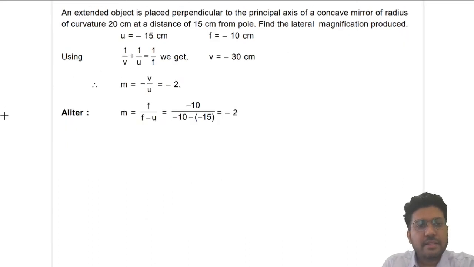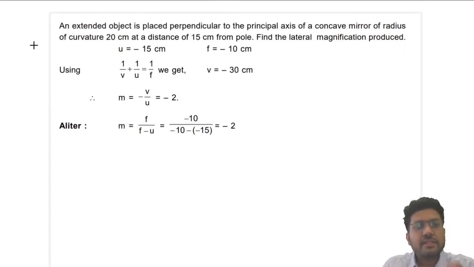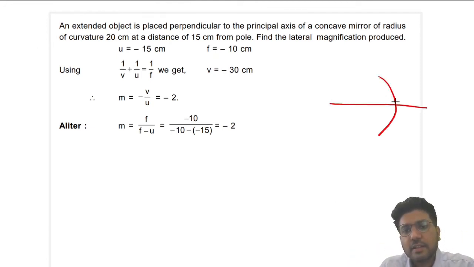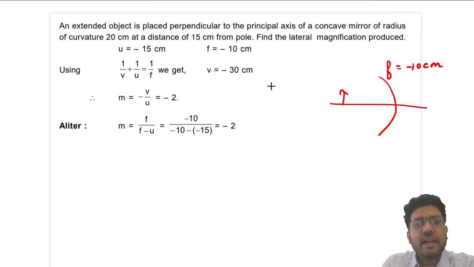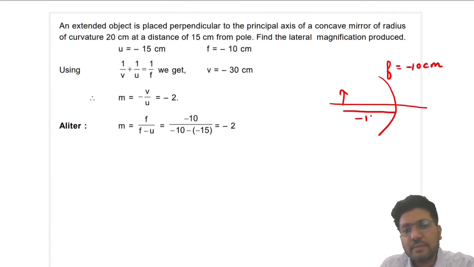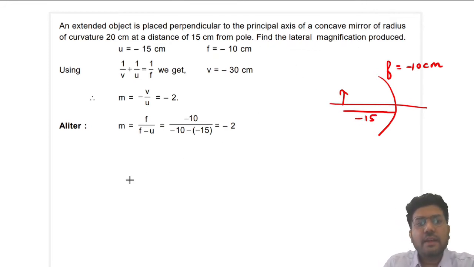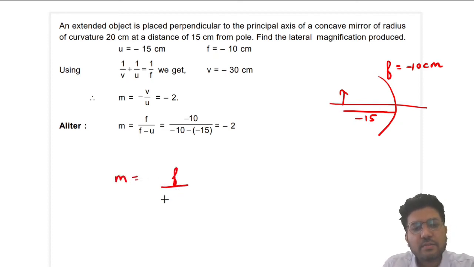Okay, in the next question it is given that there is an extended object which is perpendicular to the principal axis of a concave mirror of radius of curvature 20 centimeter. That means focus is minus 10 centimeter. Why minus? Because it is a concave mirror, and the object is at a distance of 15 centimeter from the pole. That means u is minus 15 centimeter, right? Then find the lateral magnification. Now lateral magnification, you know, m is equal to f by f minus u. That's it. F is minus 10, f is again minus 10, u is minus 15.